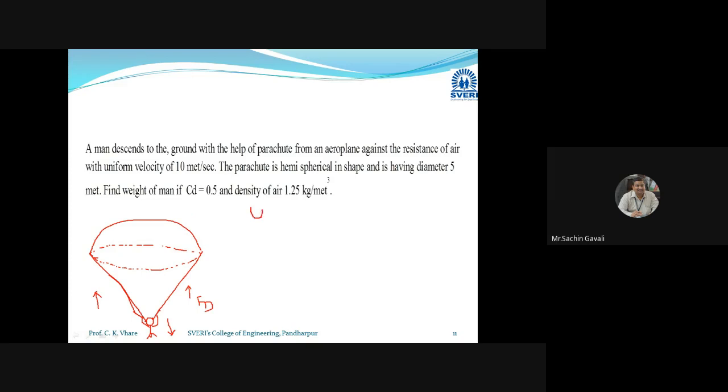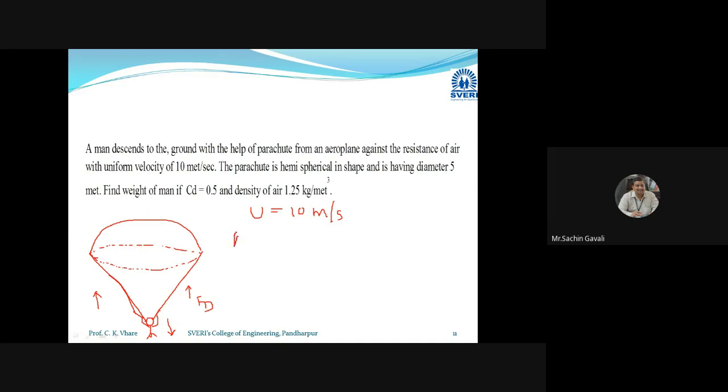U is equal to what? 10 meter per second. So the parachute is hemispherical. When it is coming down, air acts on which surface? On this surface, which is a circular surface. The parachute is hemispherical, but the air resistance acts on a circular area, and for that the diameter is 5.